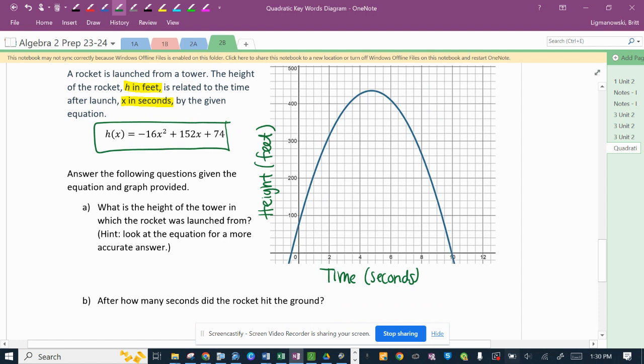What is the height of the tower from which the rocket was launched? So I want to look at where the rocket started. So I want to look for that starting point. And I'm going to see that right about here. Now let's figure out what my scale is. So I have 5 tick marks between 0 and 100. That means my scale is going by 20s. So that means the height of the rocket when it was launched was 80 feet.